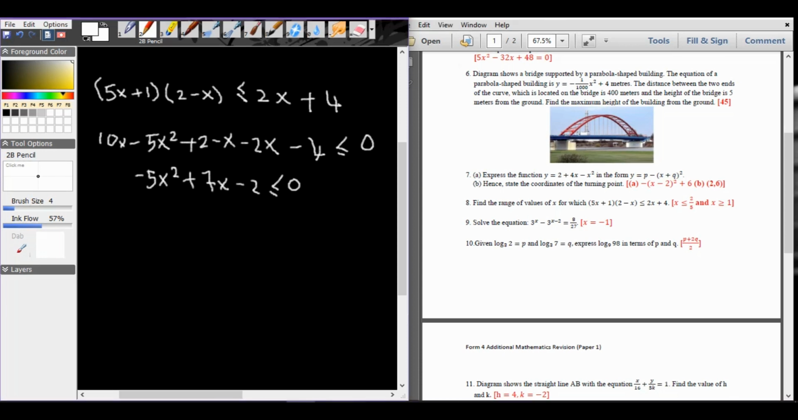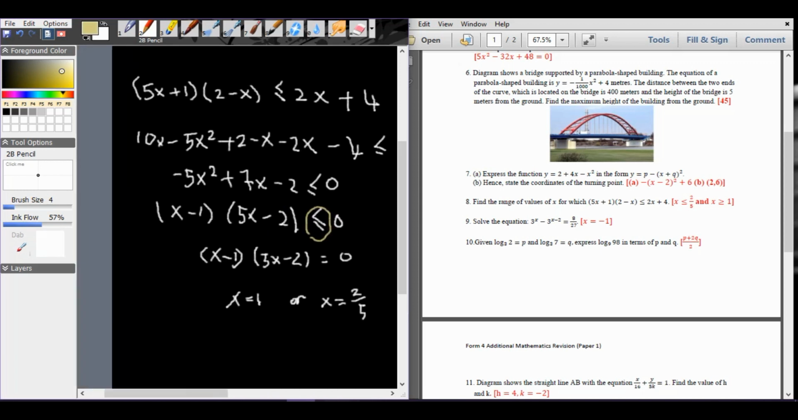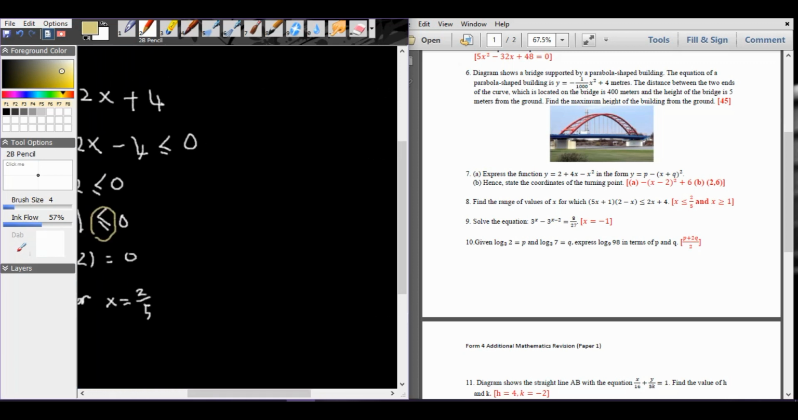After that we use the calculator to factorize this one. Then you will have (x minus 1)(5x minus 2) smaller or equal to 0. After that, we let this smaller or equal become equal. Then (x minus 1)(5x minus 2) equals 0, so x equals 1 or x equals 2 over 5. Because the question here is less than or equal, this is an inequality. We have to sketch the graph. This is a negative x squared, and negative means an N shape.